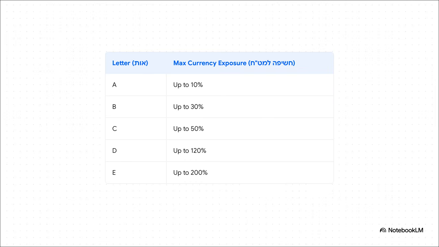Next, we've got the letter. This works exactly the same way, but it's all about the fund's maximum exposure to foreign currencies, like the US dollar or the euro. A means it's keeping things pretty local, with up to just 10% exposure. But an E? Well, that means it could be exposed up to 200%. This is a really critical piece of the whole risk puzzle.